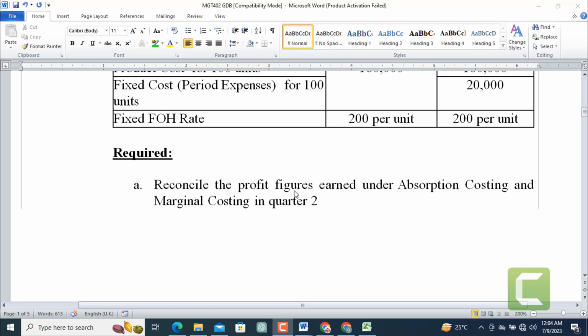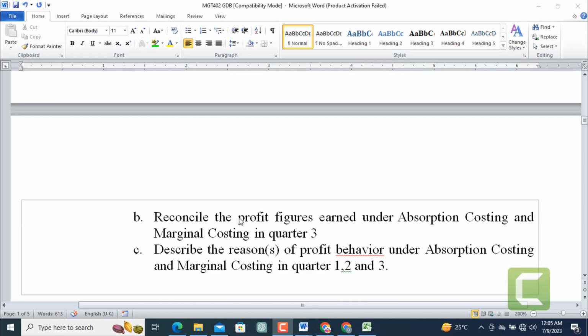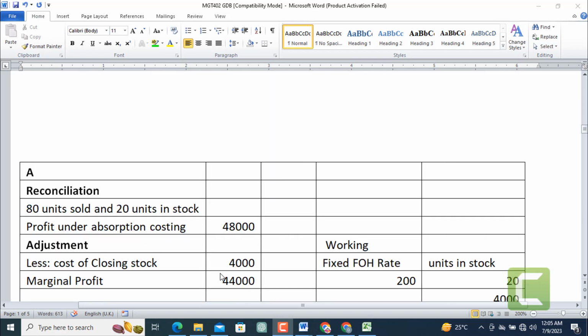Reconcile the profit figures earned under absorption costing and marginal costing in quarter 2. Reconcile the profit figures earned under absorption costing and marginal costing in quarter 3. Describe the reasons of profit behavior under absorption costing and marginal costing in quarter 1 to 3. So let's move to the solution.